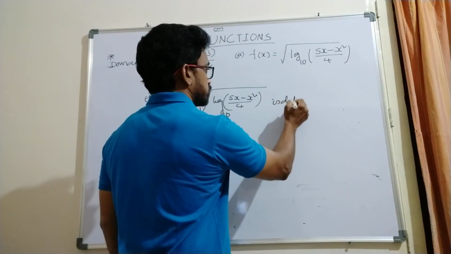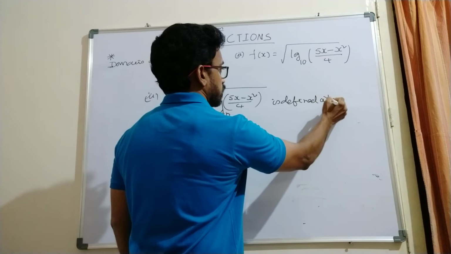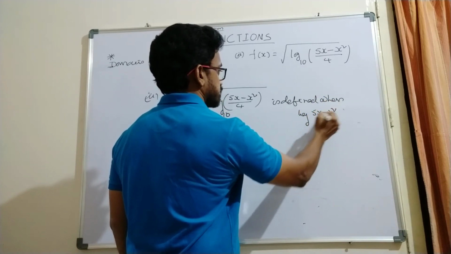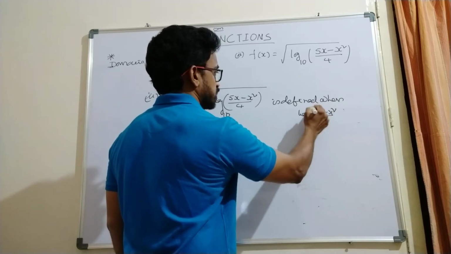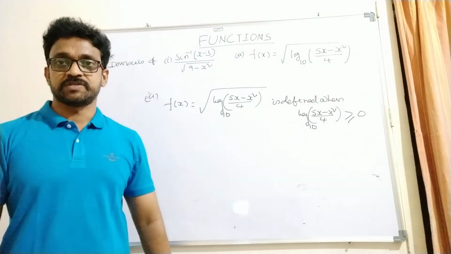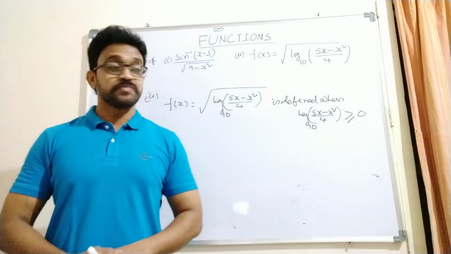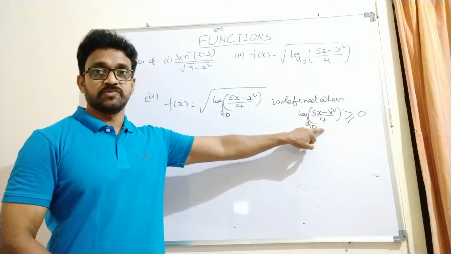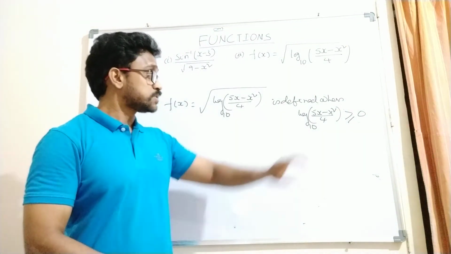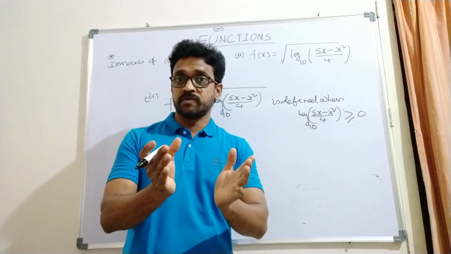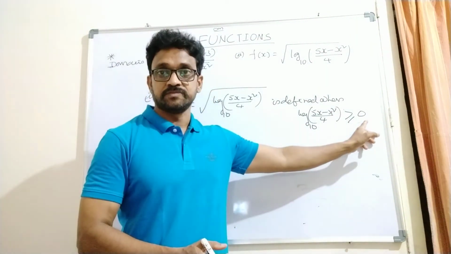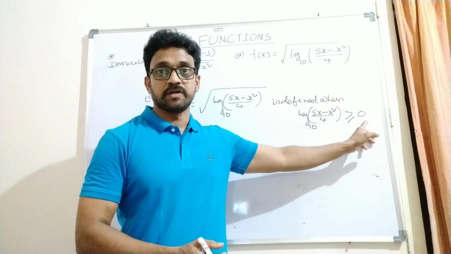It is defined when log of (5x minus x square) by 4 to the base 10 is greater than or equal to 0. That is the first primary observation. What do you want finally? You want the x value, so you should concentrate on this one. What's the function here? Log of (5x minus x square) by 4 to the base 10. Generally, a log value may be positive or negative, but this value is non-negative, 0 or greater than or equal to 0.